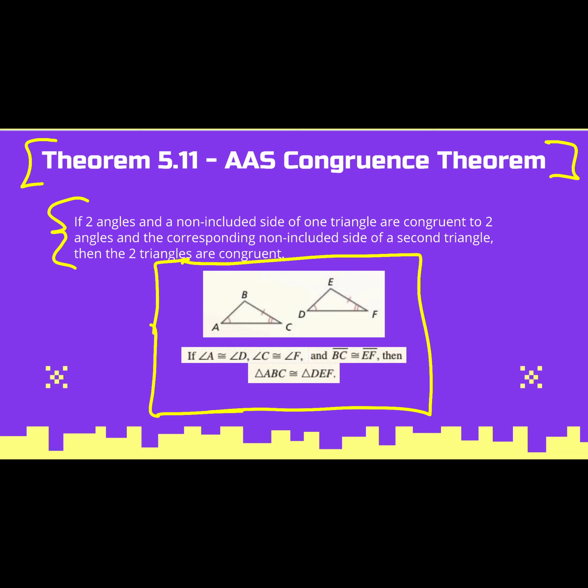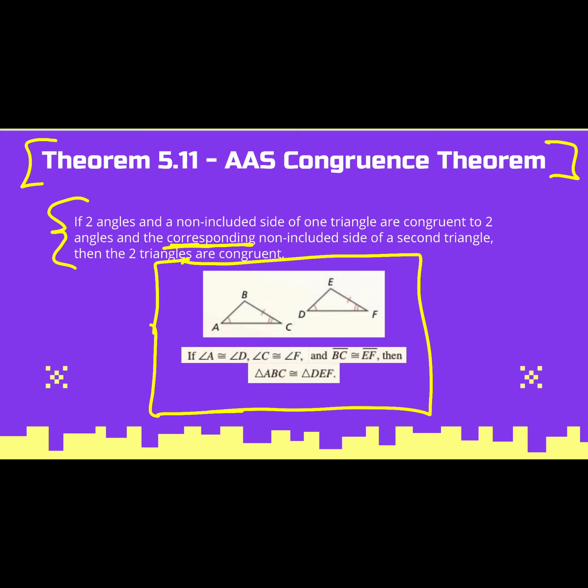Theorem 5.11, angle, angle, side. If two angles and a non-included side of one triangle are congruent to two angles and the corresponding non-included side of a second triangle, then the two triangles are congruent. So one key thing, well, there's a couple key things. The first key thing we need to point out is that the angles that are congruent need to be the corresponding angles.